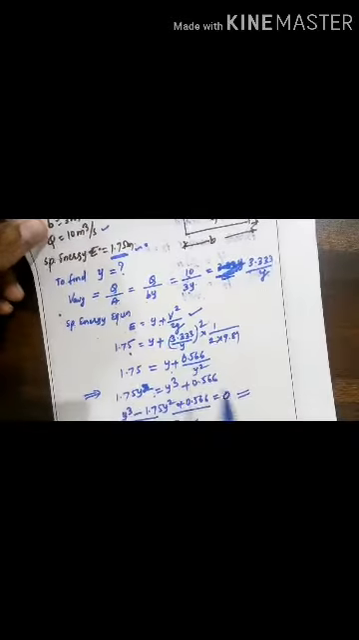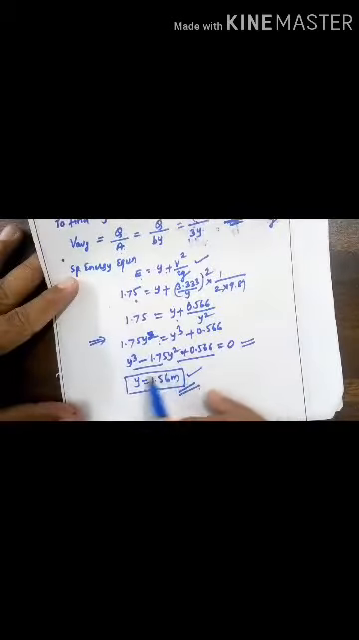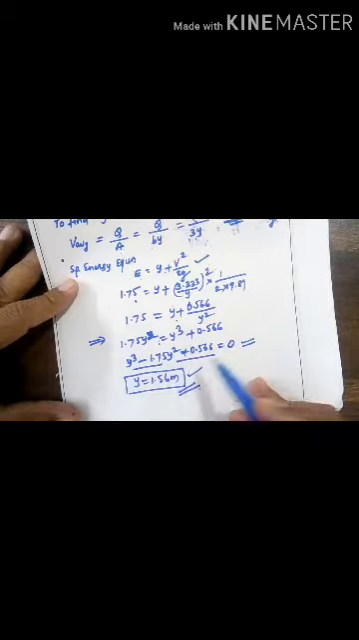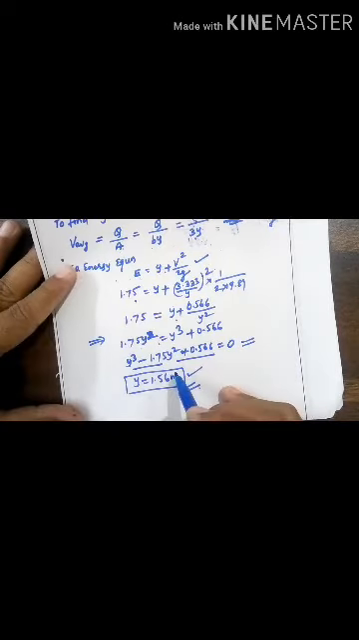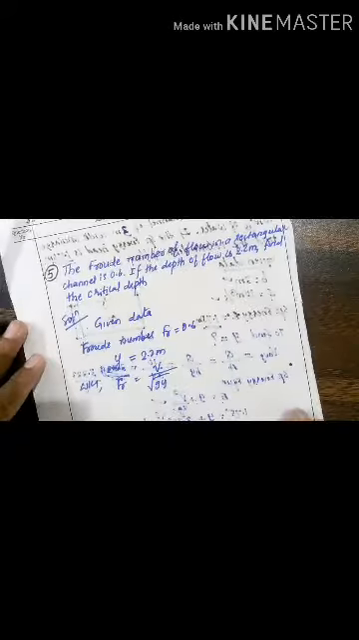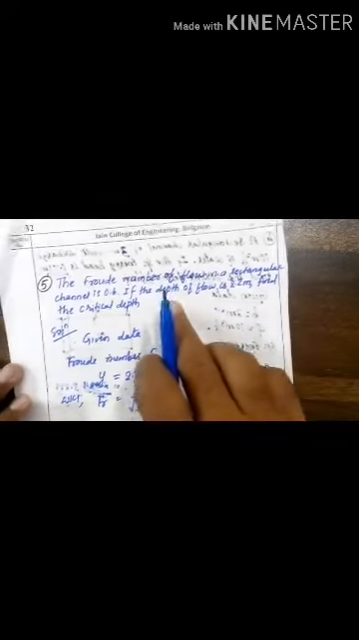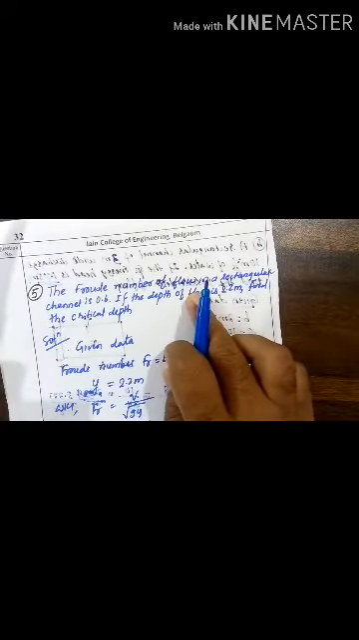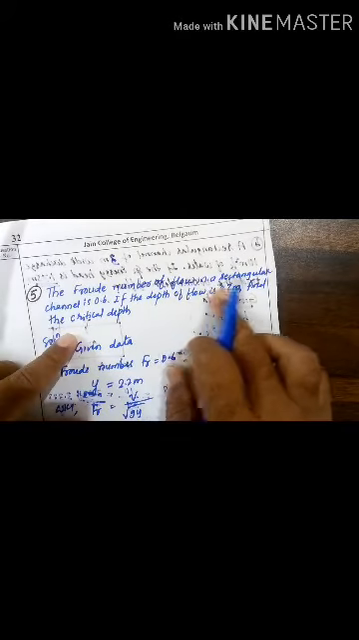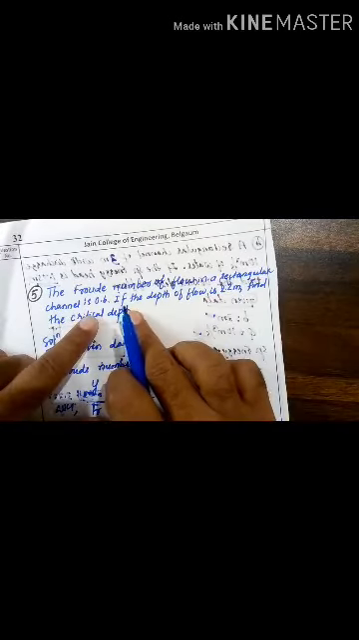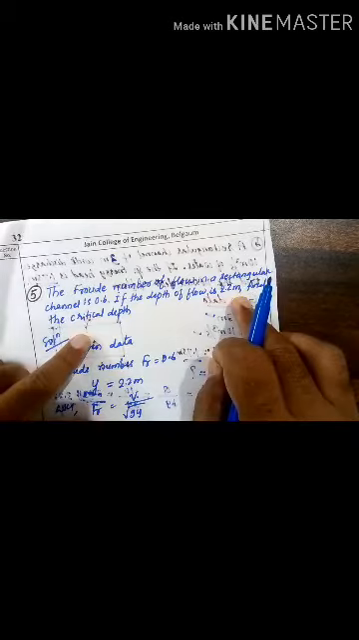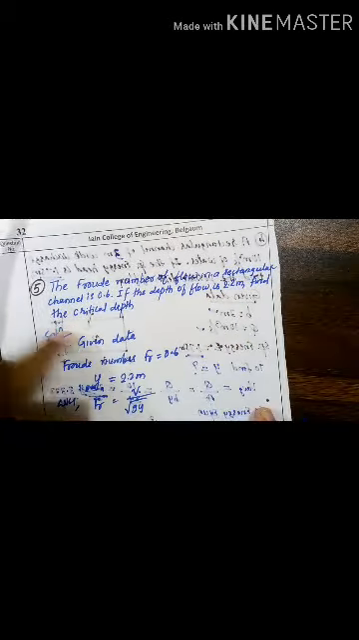Okay. I hope you understood this one. To solve this equation, either use the trial and error method or use a calculator, feed the equation and get the answer. Okay. So one more problem, that is the Froude number of a flow in a rectangular channel. The Froude number of a flow in a rectangular channel is 0.6. If the depth of flow is 2.2 meter, find the critical depth.